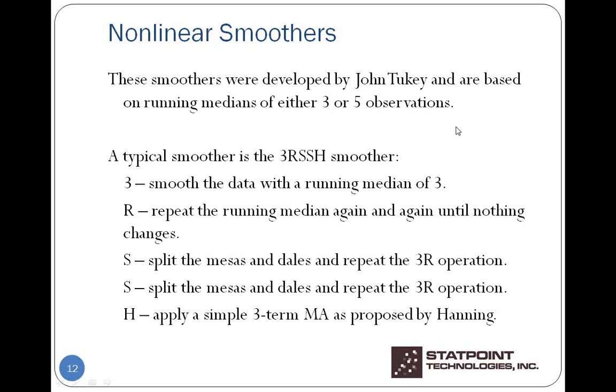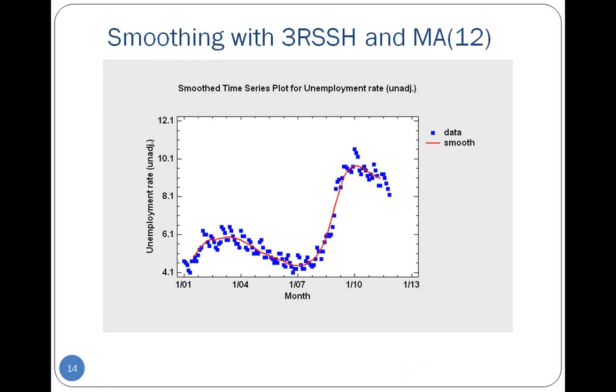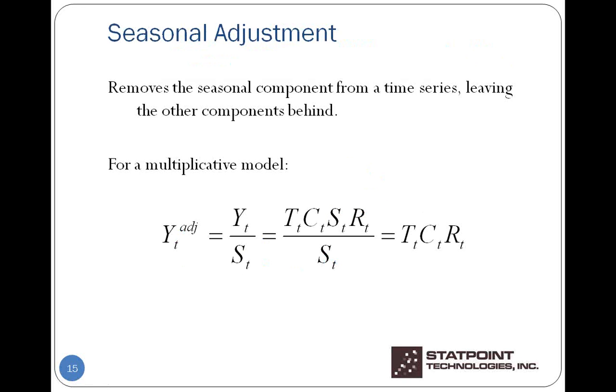Let's go back to the PowerPoint slide for a moment and look at another procedure. The second procedure I want to look at is the seasonal adjustment procedure. Statgraphics does contain a procedure for doing a seasonal decomposition or a seasonal adjustment on a time series. It's designed to remove the seasonal component from a time series, leaving the other components behind. For example, if I have a multiplicative model, if I was able to estimate the seasonal component in the time series, I could then take my original time series, my y sub t, and divide it by the seasonal component at time t, and leave behind the trend, cycle, and randomness.